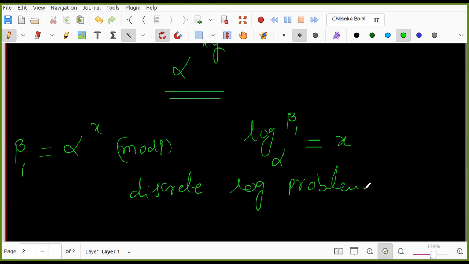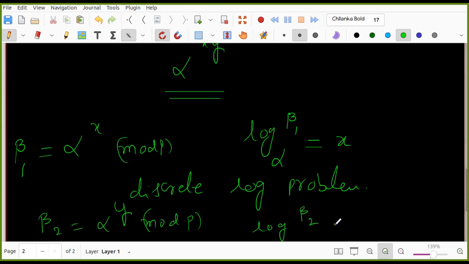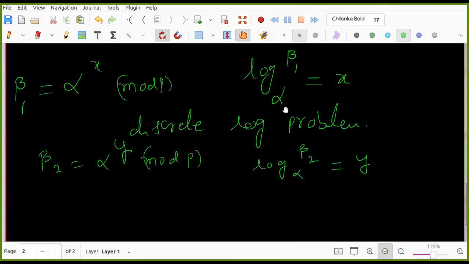Similarly, beta 2 is equal to alpha power y. Does she need both of them, or will she find only one of them? Can you guess? Is it necessary that she has to find both, x as well as y? No, sir. Why? Because we have alpha raised to x or alpha raised to y, so just calculating x or y will give me the answer. Very good.